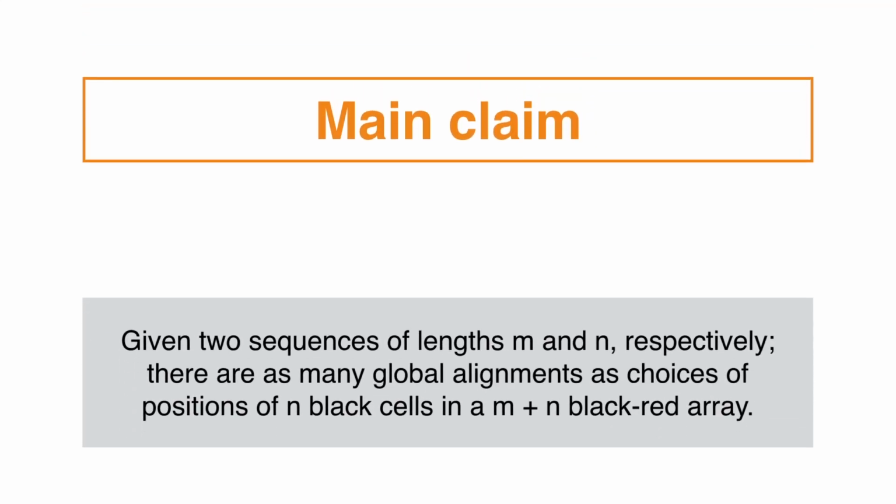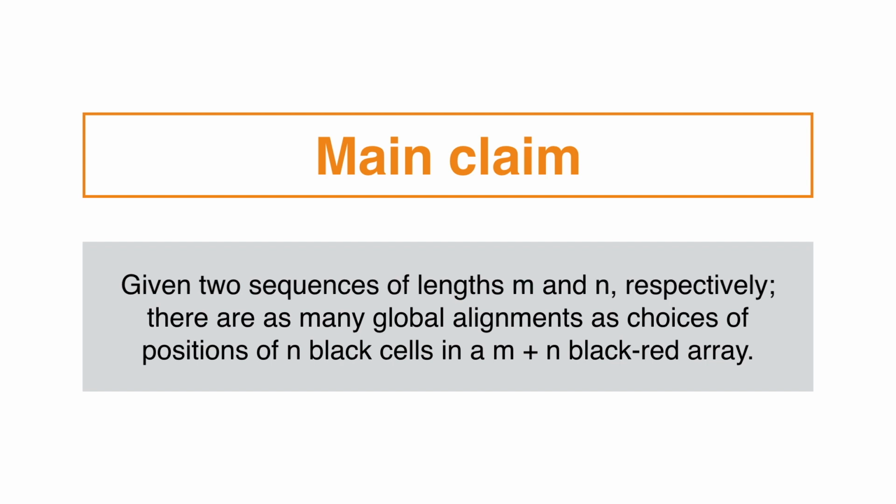The previous discussion demonstrated our main claim, which is a classical instance of problem reduction. Indeed, we have reduced the problem of counting the number of alignments between two sequences, whose solution was not known, to the problem of counting all possible selections of n cells in an array of n plus n cells, a combination problem that has a very well-known solution.